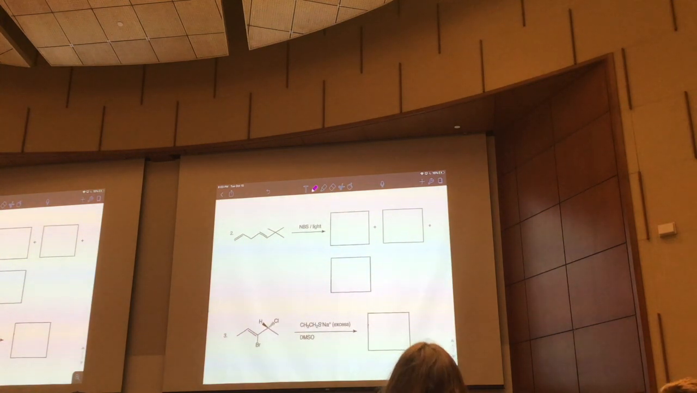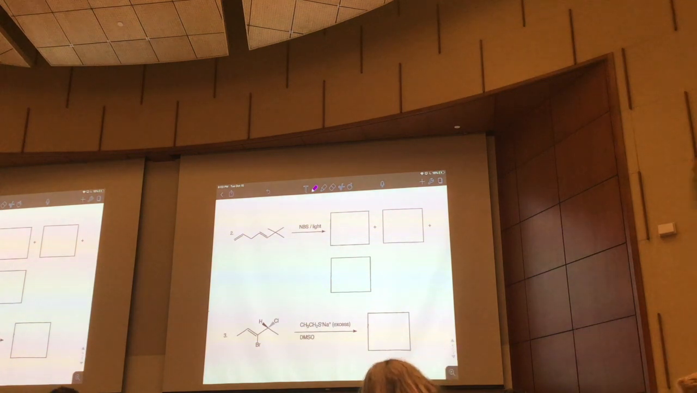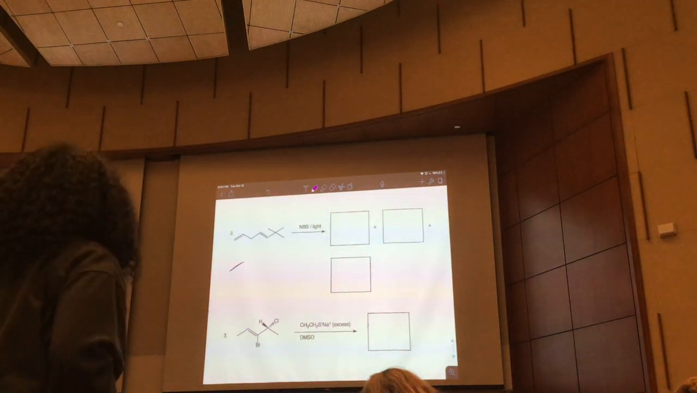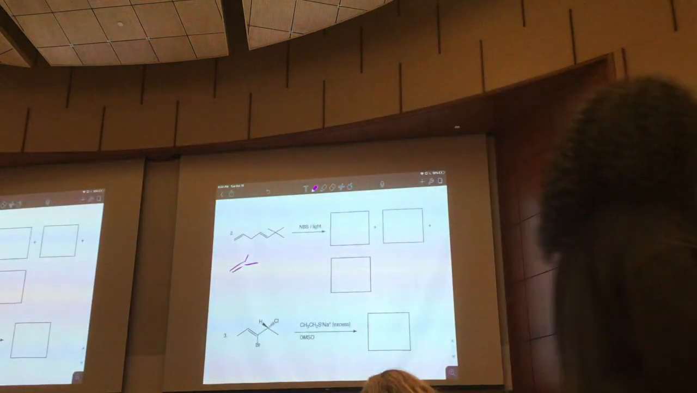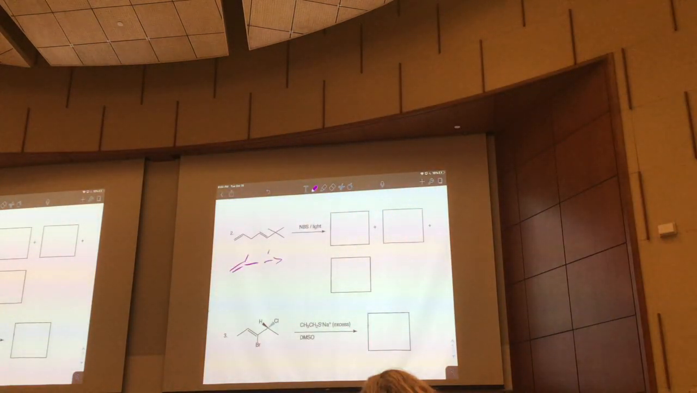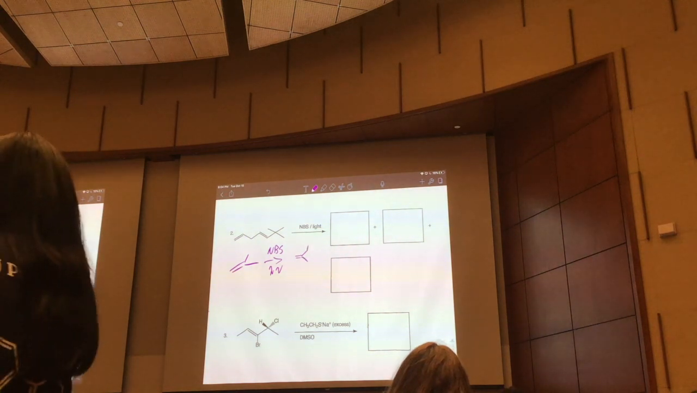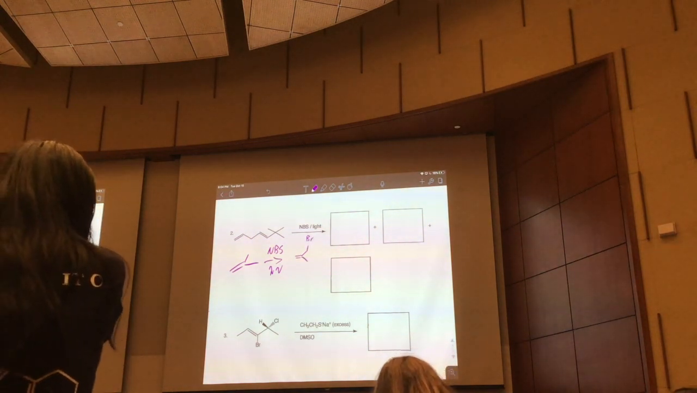This problem with NBS and light. What do we know about NBS and light? It puts a bromine next to what? Yeah, I heard the allylic position. What does that mean? So let's say we have this guy, and we use NBS and light on it. H nu is light. We're going to put a bromine on a carbon that's next to our double bond. We're not going to put it on the double bond.